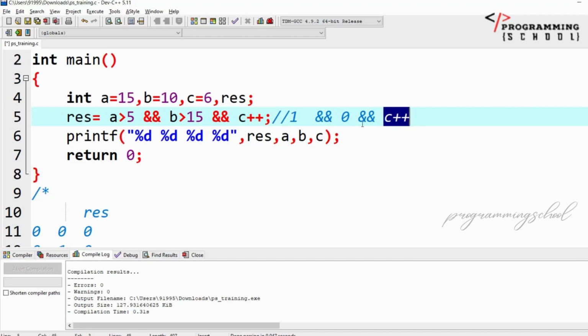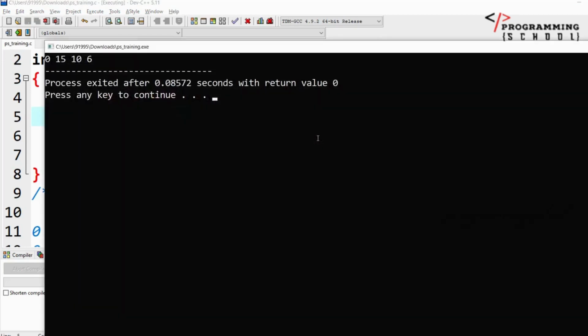Just stop here. In a logical AND expression, if one expression is false, the total expression is false, right? That's why if 1 0 is there, the control is not moving into the next expression here. It never moves to the next expression. That's why C is not updated here. Why? Because at this position only it will be stopped. That's why the result is 0. A value is not changed, A value is 15. B value is not changed, B value is 10. C value is also not changed, and C value is 6 only. Just observe here.